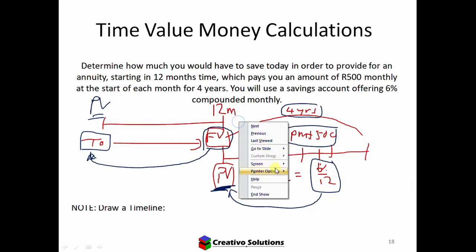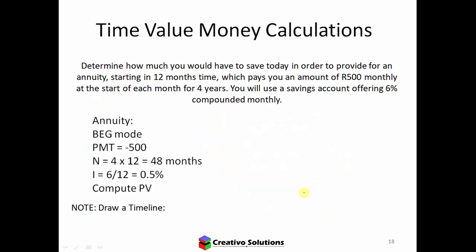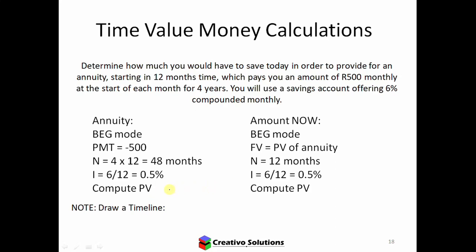Right, so just to show the workings here, let me just delete all of this. The annuity part, we spoke about it, begin mode. The payment, obviously, for those 4 years at a rate of 6% compounded monthly, then you compute your present value. Sorry, I said future value. The present value now becomes the future value, which will then be used in the next calculation to work out how much you're going to be investing now. So you're starting in the future, you're working your way back to T0, and you're trying to establish how much you need today in order to provide for this goal in the future.